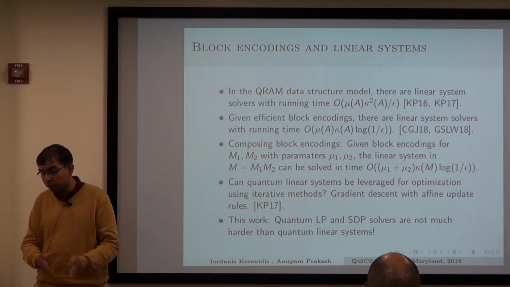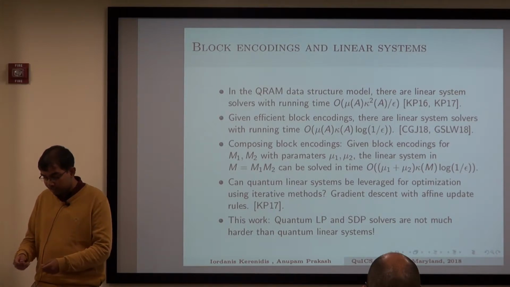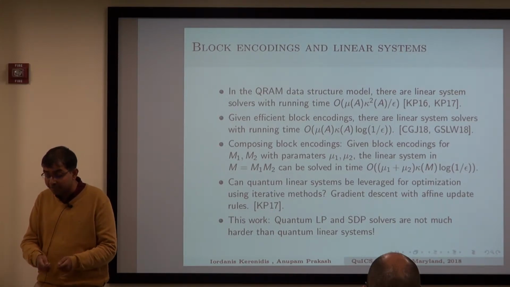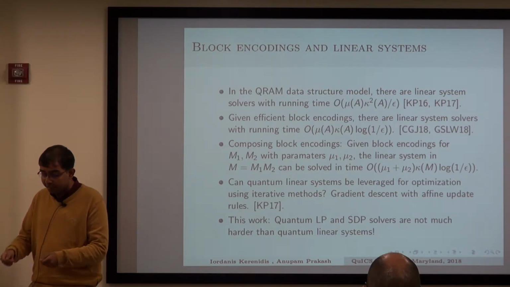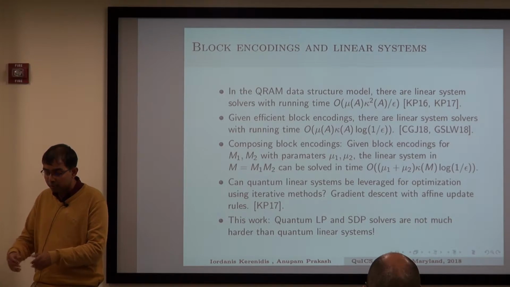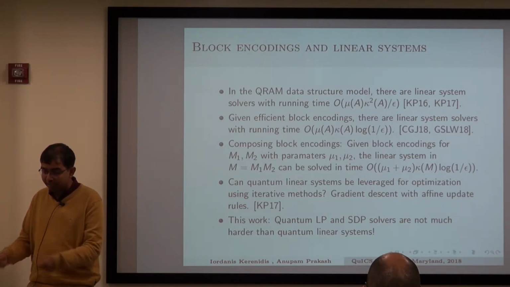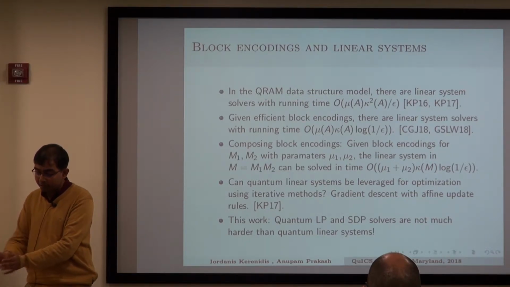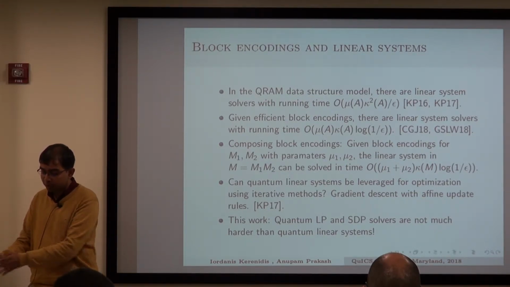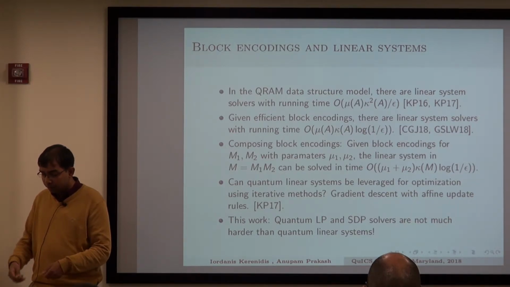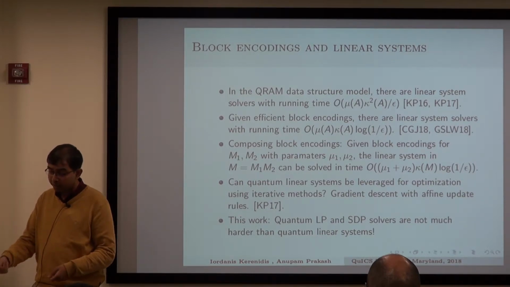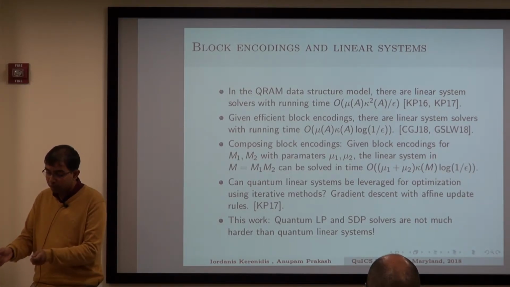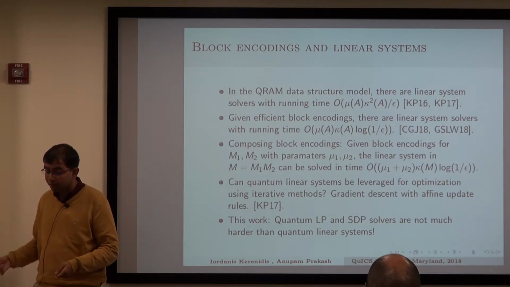We would also need to compose two different linear system solvers. So given block encodings for matrices M1 and M2, which are different and which have parameters mu1 and mu2, the linear system in M, which is a product of M1 and M2, can be solved in time mu1 plus mu2. So the mu factors add, and the kappa is the kappa of the product, so it's kappa(M) times log 1 over epsilon. We'll be needing this kind of composition of linear systems, and we'll be using this much improved linear system solver, which has a log 1 over epsilon dependence on precision.